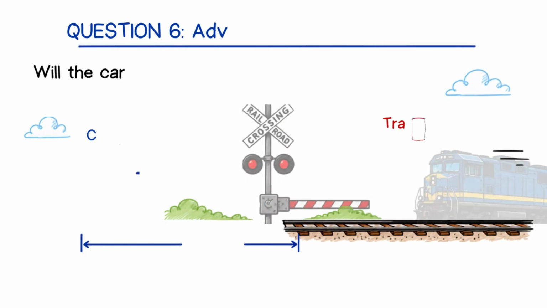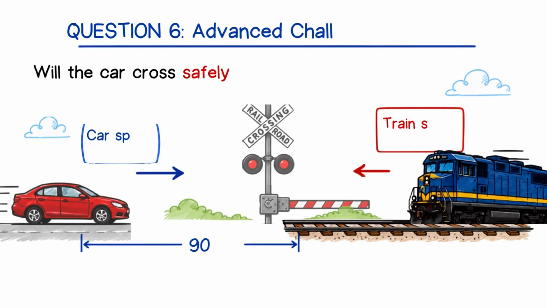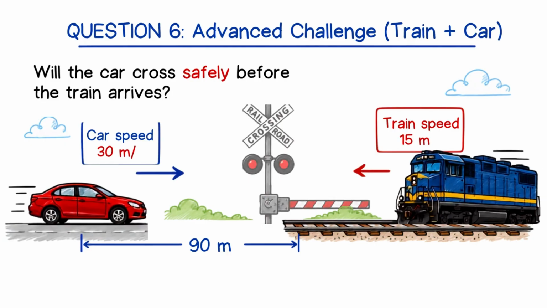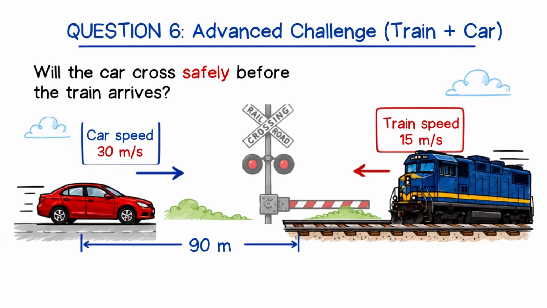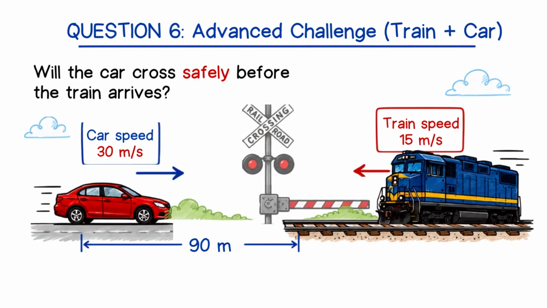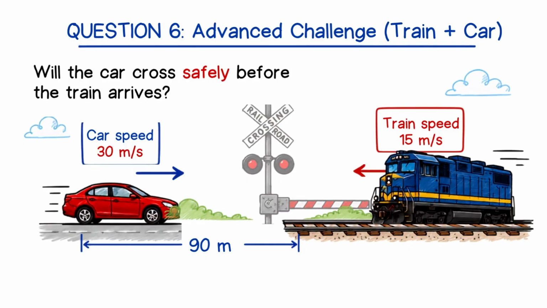This is an advanced challenge involving a car and a train. The car is moving at 30 meters per second and the train is moving at 15 meters per second. They are both moving toward the railway crossing. The distance between them is 90 meters. The question is, will the car cross safely before the train arrives?